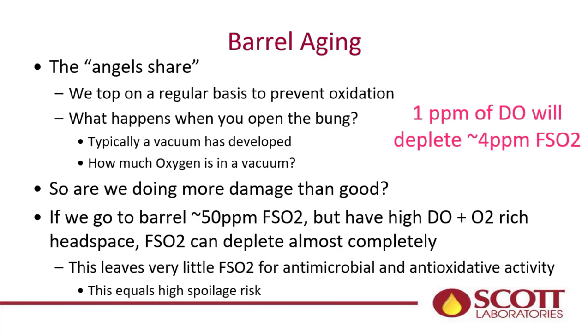If you go to barrel at, let's say, 50 parts per million free SO2, this is regardless of pH. Say you go to barrel at 50 parts, but you have, let's say, saturation of the wine. Let's say it's about 8 parts per million of DO. Plus, you're not inerting the barrel, so you're going to be exposing the wine to all that air inside the barrel. If 1 part per million of DO binds up with 4 parts per million of free SO2, and let's say you have 8, 8 times 4 is 32. So you've almost completely depleted your free SO2 that you want to barrel with. And so I think this is one of the reasons why we have a lot of problems with spoilage in the barrel.